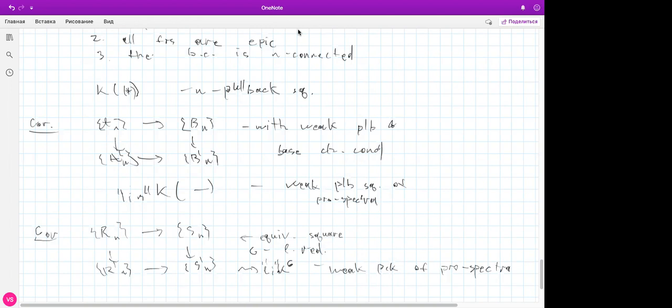And I think things like TC, the statement about Dundas-McCarthy, should be true for this kind of nilpotent immersions, I think.